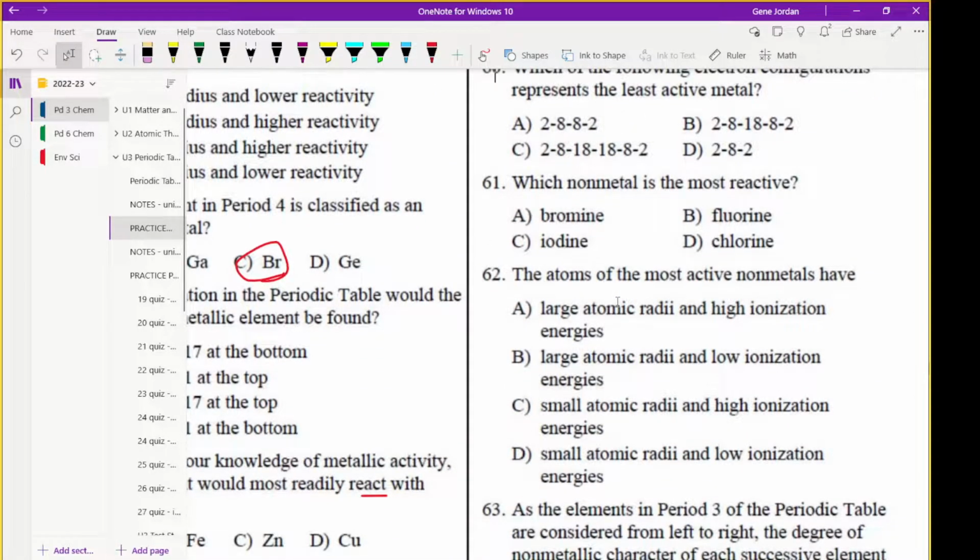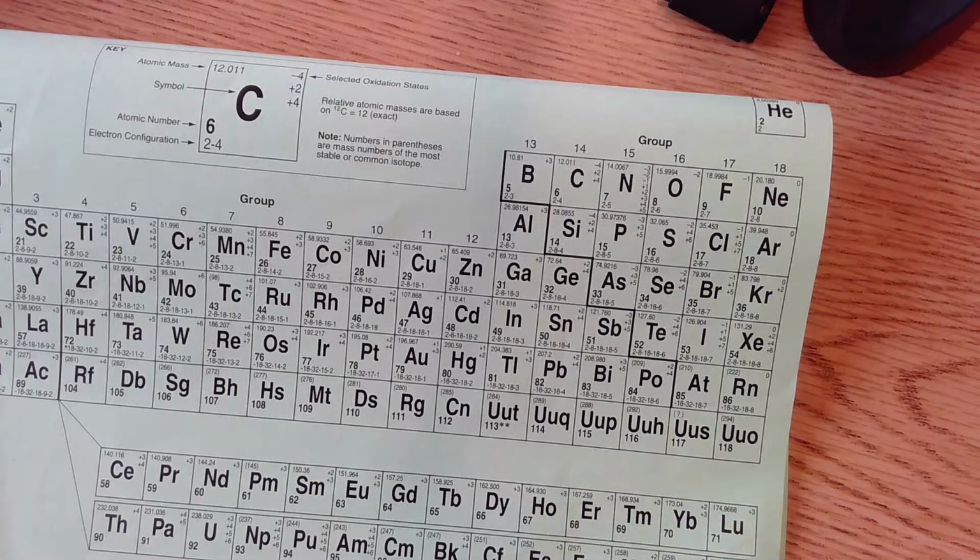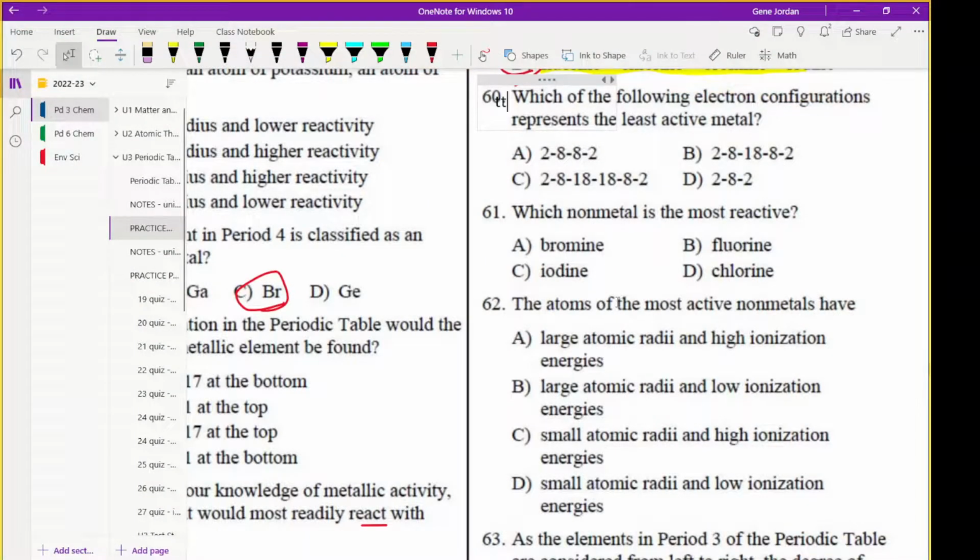Which nonmetal is most reactive? It's the one closest to fluorine. In this case, they give you fluorine, so that's fluorine.